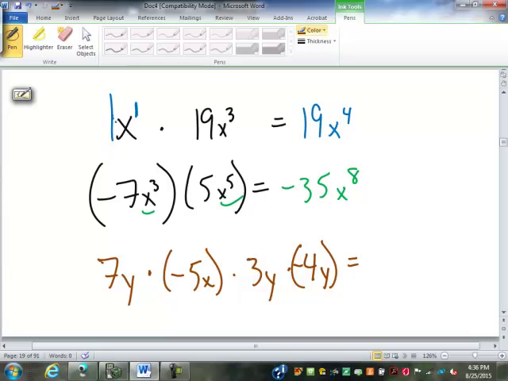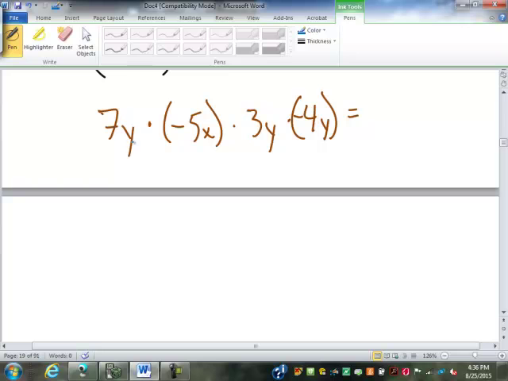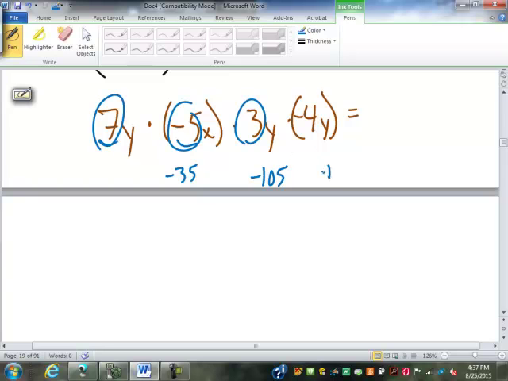How about this one? First of all, can I combine the 7 and the negative 5? Yes, I can. We're multiplying. We do not have to have the same name. So we got 7 times negative 5 is negative 35. Times 3, negative 105. Times negative 4, well, negative times the negative is a positive 420.